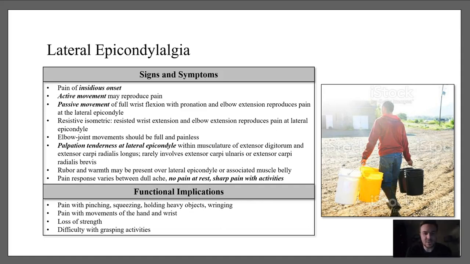One of the hallmarks, though, is palpation that's tender at the lateral epicondyle. And this is usually either at the tip of the lateral epicondyle or just distal to it in what we know as the common extensor tendon. And so functional implications here, you're going to have pain with pinching, squeezing, holding heavy objects and wringing out towels, things like that, and may lose grip strength and things of that nature because of pain.